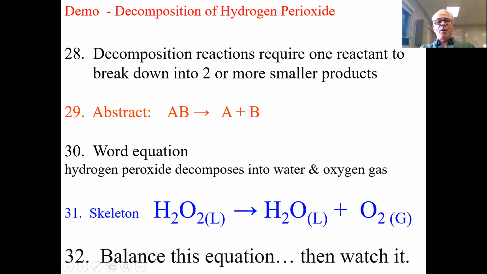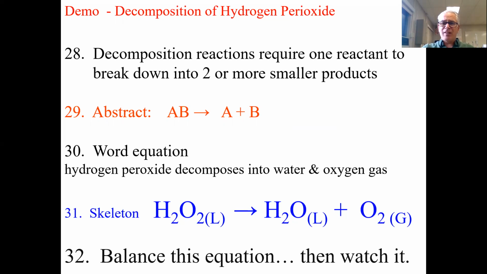Now, in a minute, we're going to demo this hydrogen peroxide decomposition, but for now, let's talk a little more. Decomposition requires a single reactant to break down into 2 or more smaller products. This abstract is actually the opposite of the synthesis abstract. AB, arrow, that means AB reacts and forms A plus B, A and B separated. So we start out with something and we end up with different things.